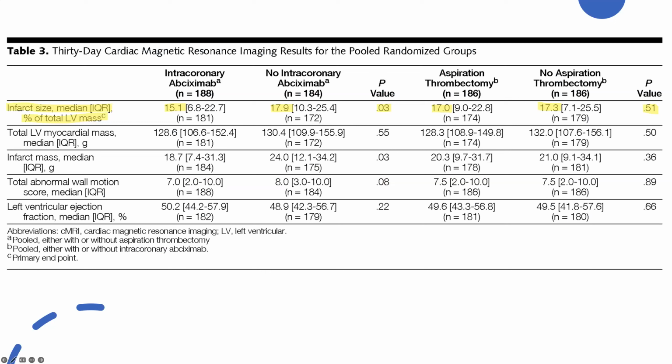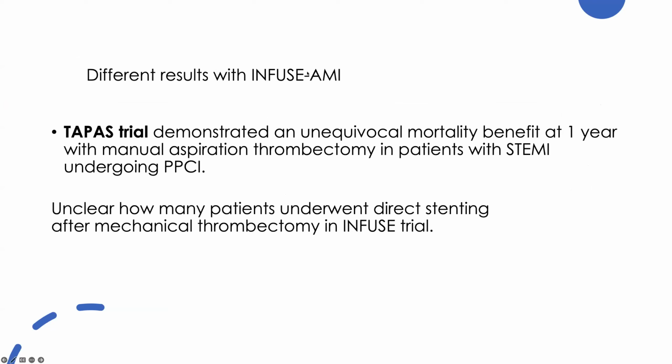So here we look at the results. Aspiration, not much difference. Whether you do aspiration thrombectomy or you don't, you're getting similar results. But when you look at intracoronary versus no intracoronary, you have benefit here in the infarct size. And that's done by 30-day follow-up cardiac MRI. So a little bit different from the prior trial, right? So INFUSE-AMI did not show that. And also, the TAPAS trial showed some unequivocal mortality benefit at 1 year with manual aspiration. So we see those couple of trials negating each other, they're not the same results.